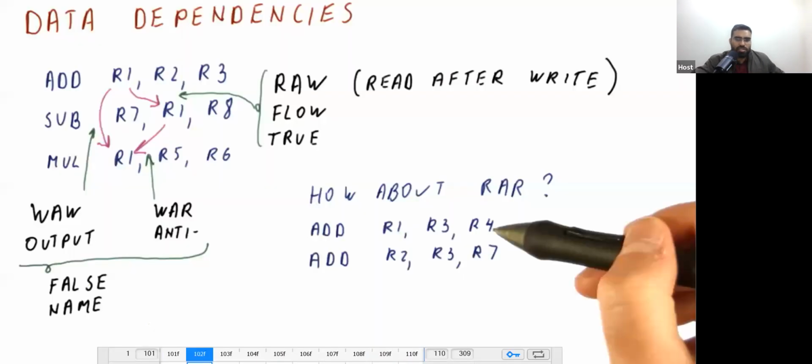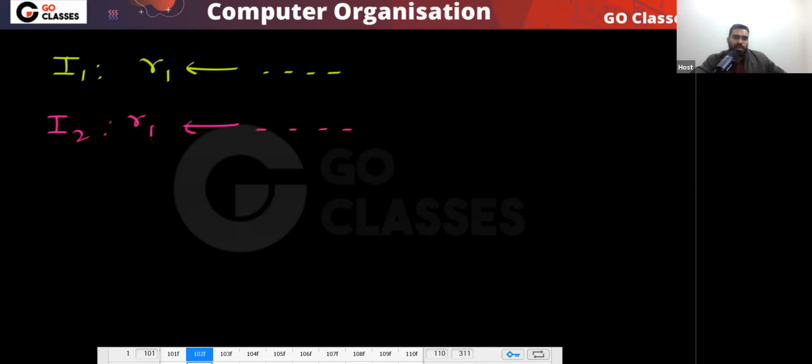Now let's see another concept, that is WAW and WAR dependency. Consider this situation. Again, you have instruction I1, where you are writing something into R1, and then again you are writing into R1. So this is also writing into R1. Now you tell me, just a simple point I am asking: are these instructions dependent on each other?